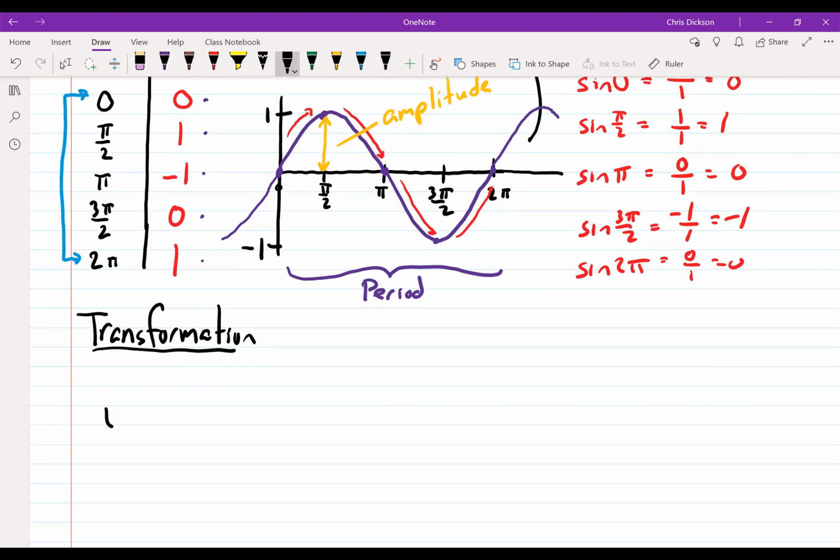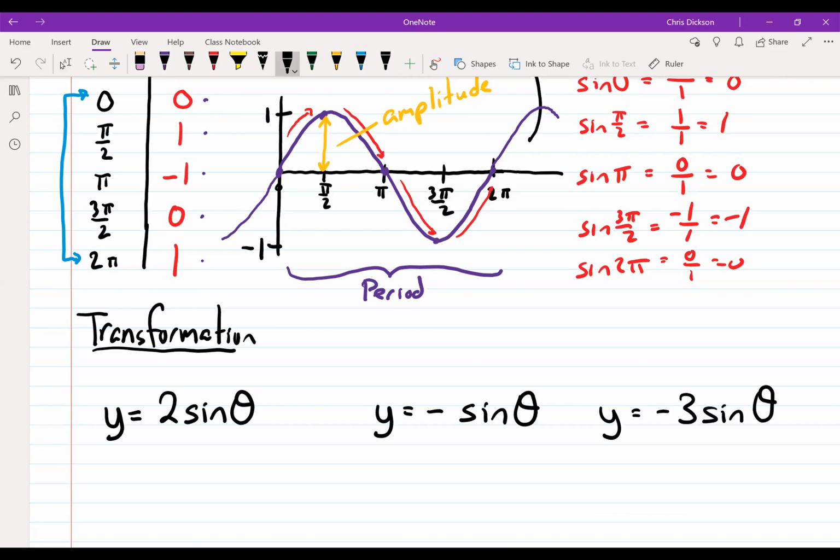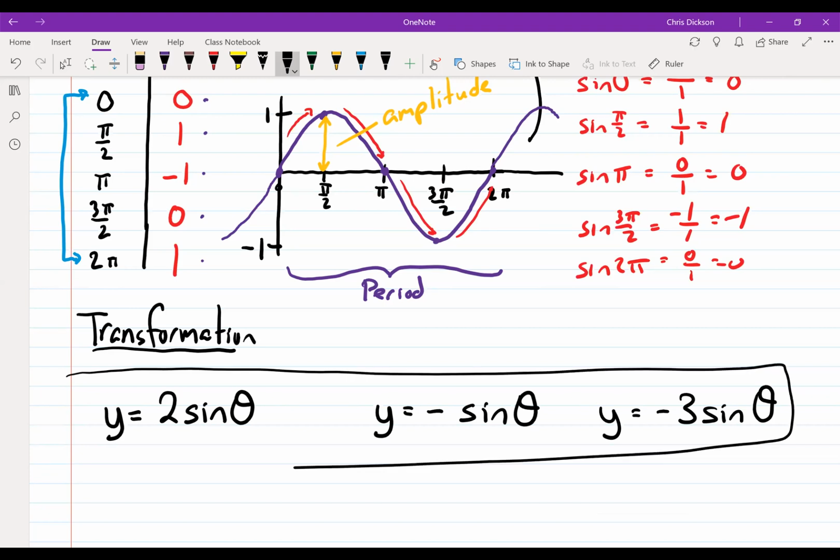A really simple one here would be y equals 2 sine theta. Then y equals negative sine theta, and y equals negative 3 sine theta. I'm going to ask you to write those three equations down, because I'm going to flip back to the Desmos screen to talk about what they would do there. So take a second to write those down before I change the screen.